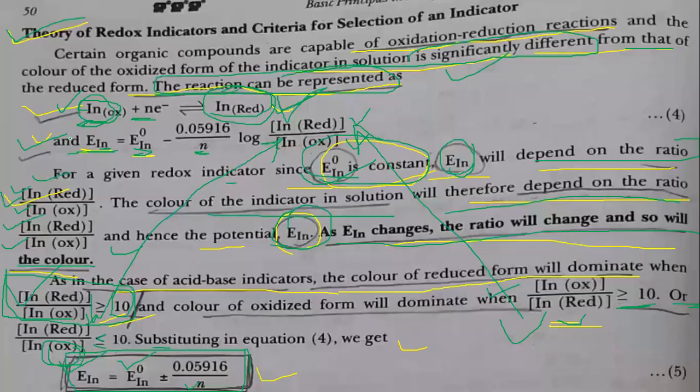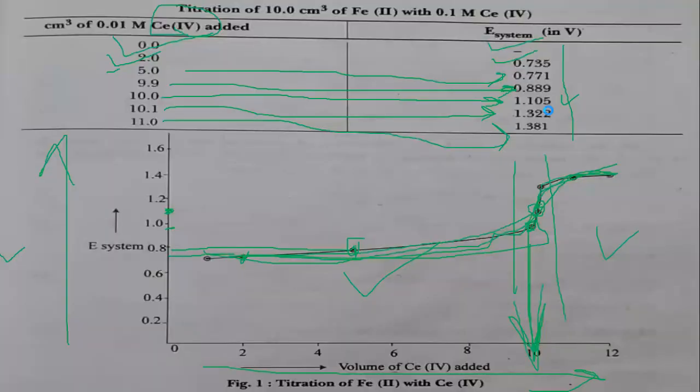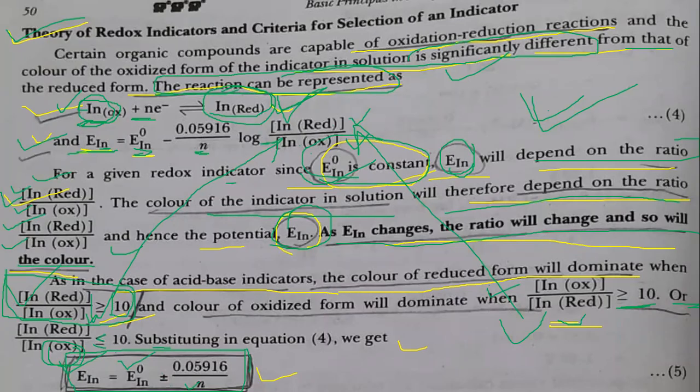Okay, and this is the theory: how an indicator changes its color, what things are taking place, what is in the oxidized form, when the reduced form will show the color, and when the oxidized form will show the color. The concentration of the reduced form should be 10 times greater to show its own color, meaning the reduced form color. And for the oxidized form to show its color, its concentration should be 10 times more than that of the reduced form of that particular indicator. Okay, so this is enough for this lecture. Remaining we'll see in the next lecture. Thank you.